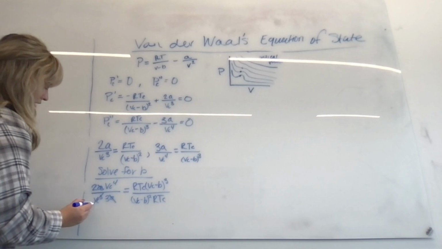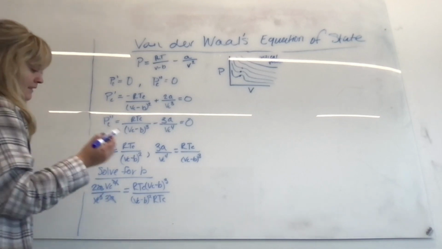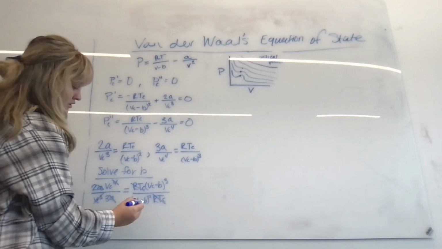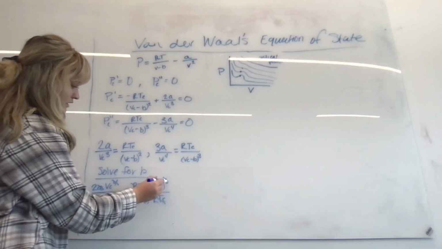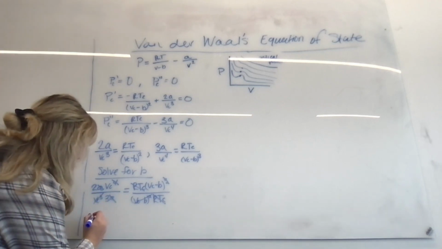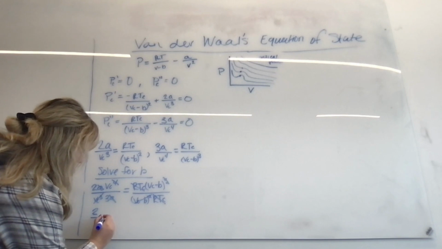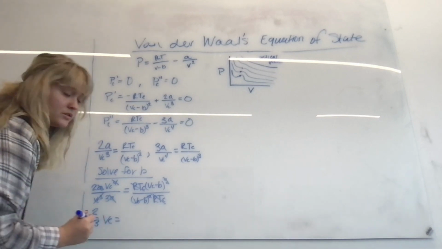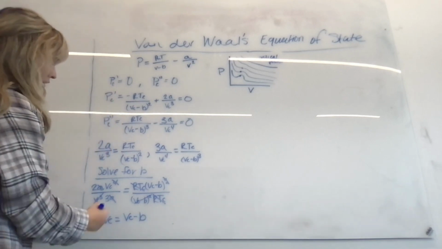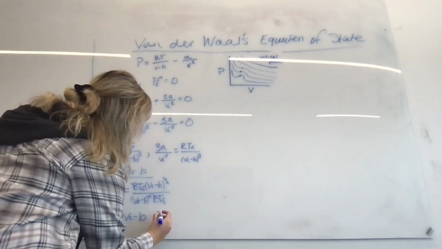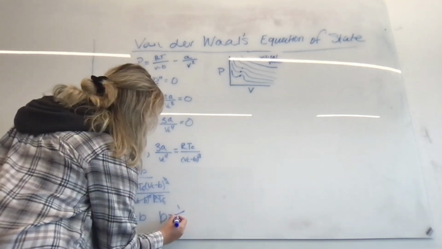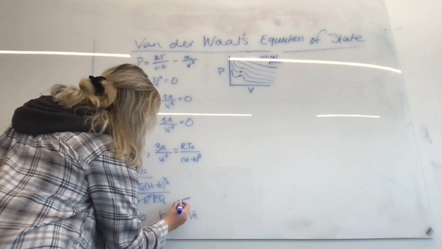And then we can also cancel out this VC and the exponent. Now over here, we can cancel out our RTC, we can also cancel out this whole term right here and the exponent here. So what that's going to leave us with is 2/3 VC is going to be equal to VC minus B. Now rearrange that a little bit, and we have B is equal to 1/3 VC.